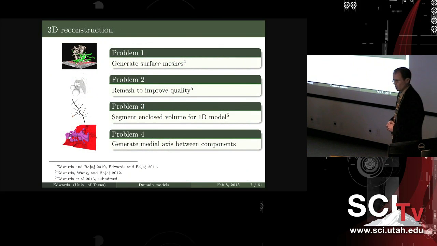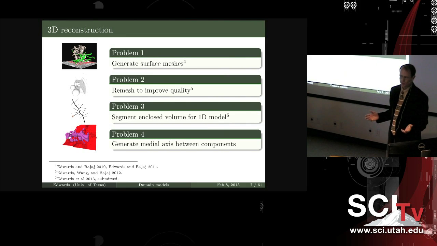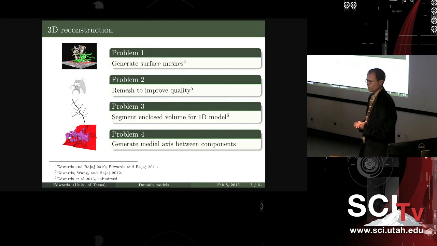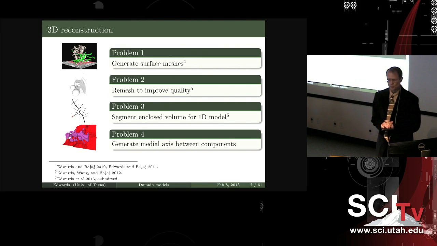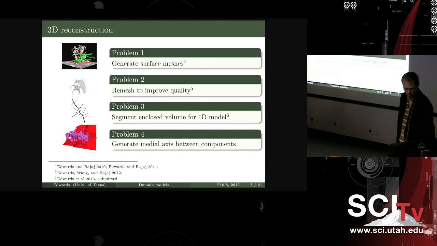So there are 4 interesting problems that I'll go over today that come out of this project. The first is how to generate the surface meshes. And that's work that we presented at the Symposium for Solid and Physical Modeling a couple years ago and published in CAD. Then I'll talk a little bit about some work I did at the University of Hong Kong last year with Wenping Wang in remeshing and how to remesh surfaces with certain properties. Then a derivation to a 1D model and generating a medial axis between components.